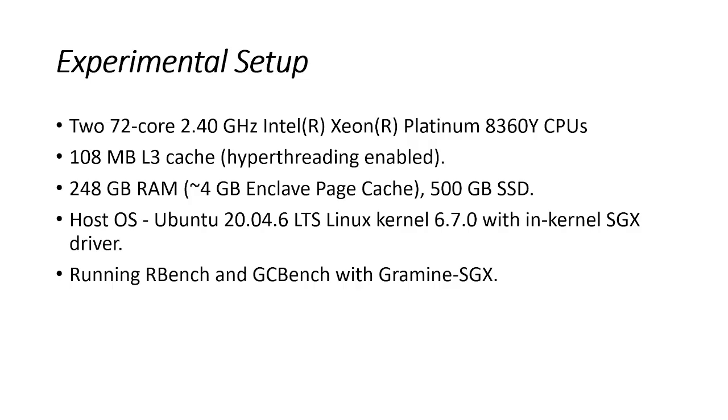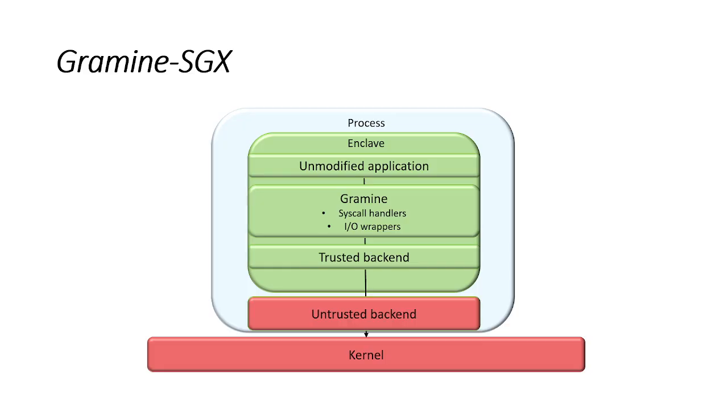We run our experiments on a 272-core Intel Platinum CPU machine with a 108 MB L3 cache, 248 gigs memory, with approximately 4 gigs of EPC available. The hard drive is a 500 gig SSD, and we use a Linux 6.7 kernel, which has an in-kernel SGX driver. We run rbench and gcbench on Gramine SGX. We use the Gramine library OS modified to run with SGX to evaluate the performance of the applications.